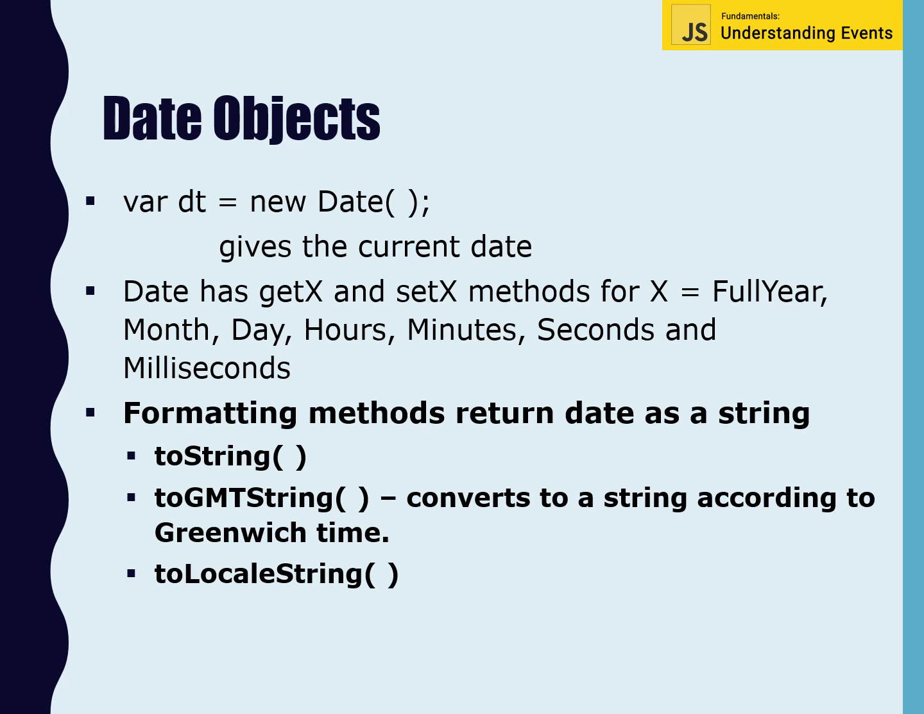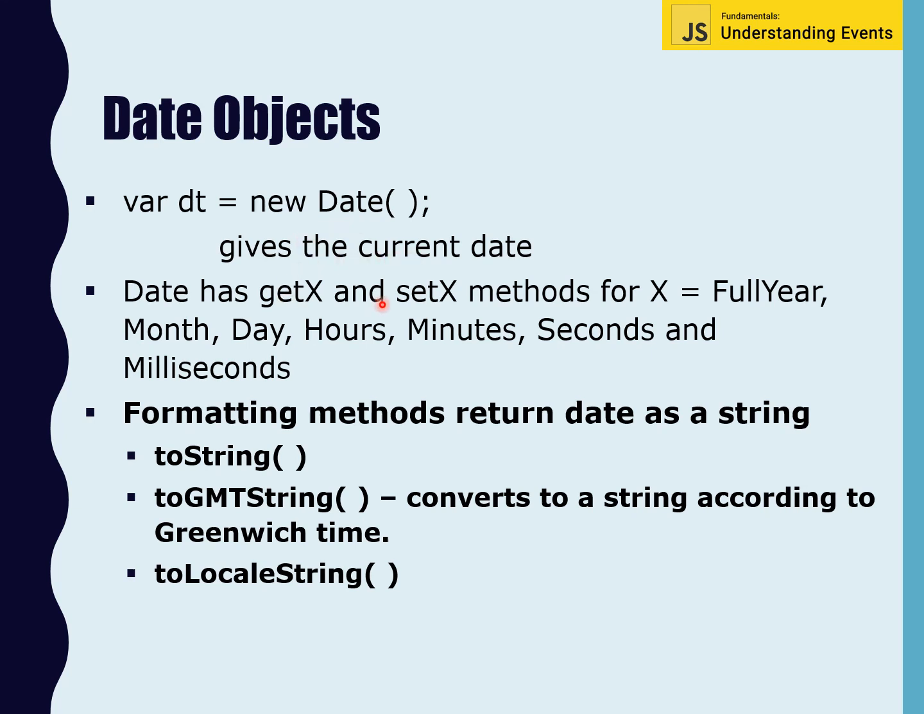Now we see how we can include date objects in a web page. In order to create a date object, we have to specify a variable. The name of the variable is equal to new Date(). It will give the current date. If nothing is specified, simply an object is created, and that object has the current date.